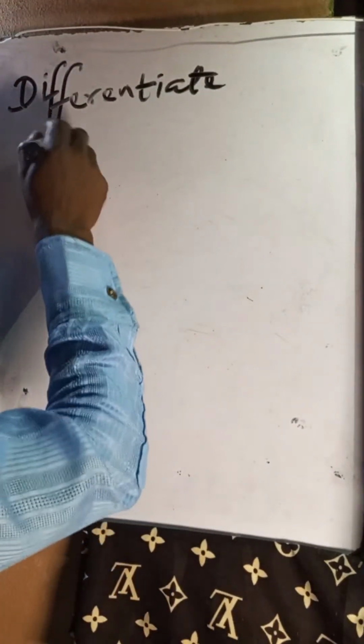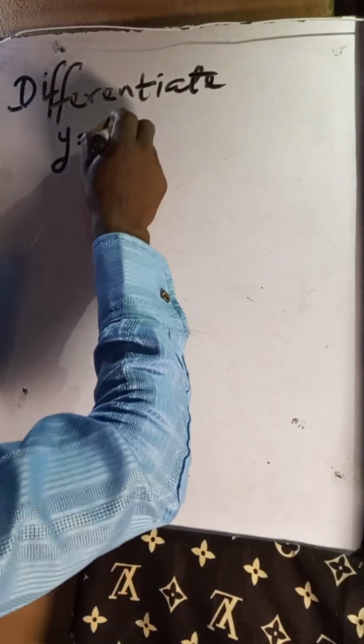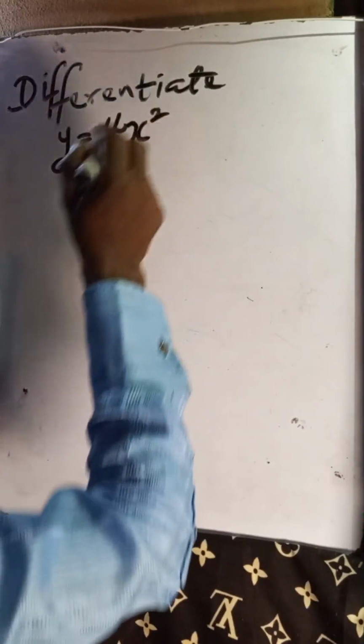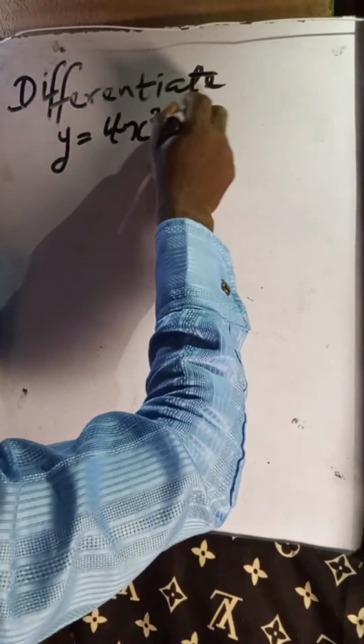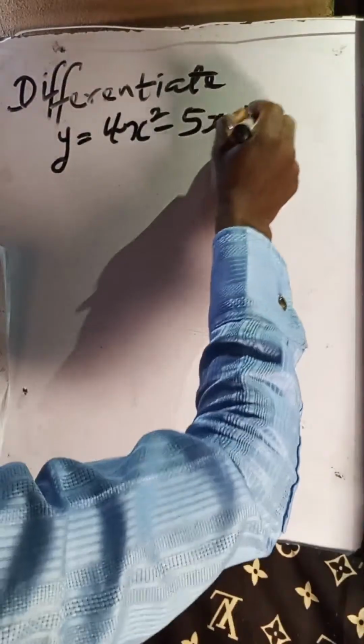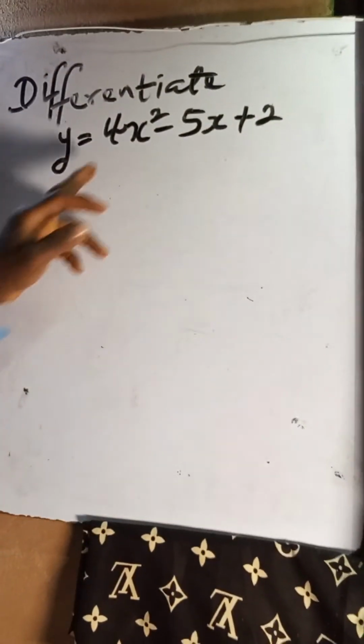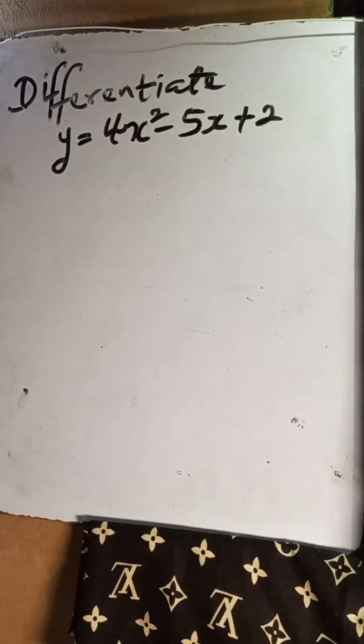So differentiate y equals 4x squared minus 5x plus 2. Y equals 4x squared minus 5x plus 2. It means we should find dy/dx. Yes, we are already used to it as dy/dx. So what is dy/dx?